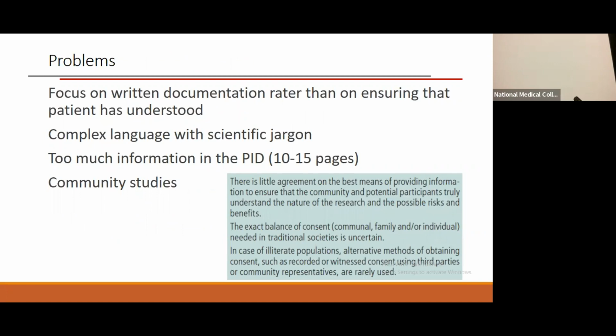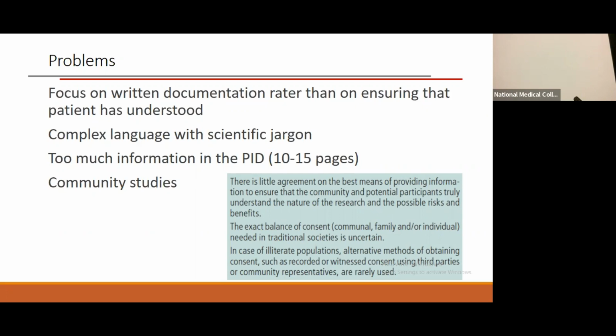The other thing is, we are only focusing on written documentation. We just want the signature, nothing else, rather than on ensuring that the patient has understood. We always use complex language. I have shown you my own example. And too much information. Have you seen any drug trial related PID? It's at least 15 pages. Who can read it and understand?